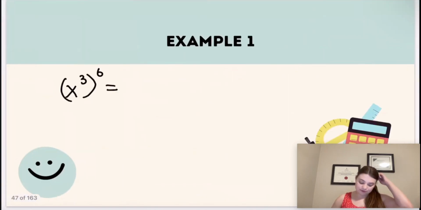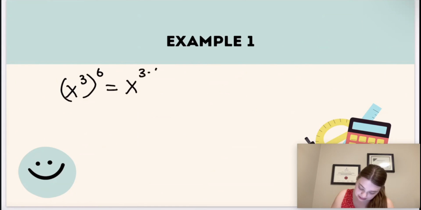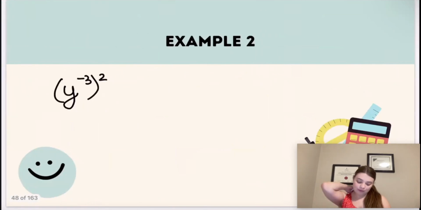So let's go through this first example. Here we have x cubed to the power of 6. So according to the law we just talked about, what do we do with that? We multiply 3 and 6. So this is going to be the same as x to the power of 3 times 6, which is equal to x to the power of 18. Let's do one more example.